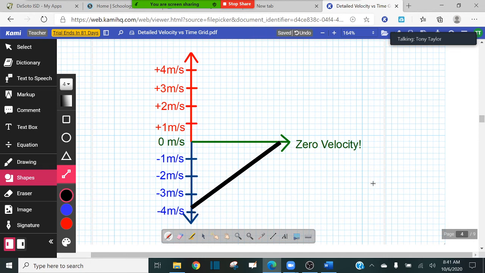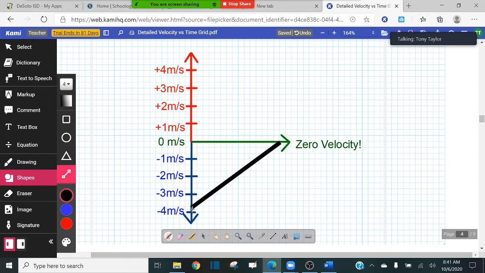What does that mean? Well, you guys should be able to look at that and notice two things. The first thing you should notice, we're on the bottom half. So we're still moving in the negative direction. So we have a negative velocity. And the second thing you guys should notice, we're slowing down.